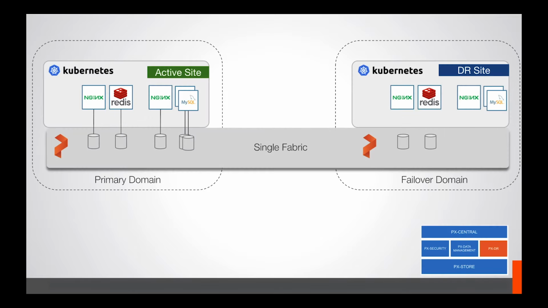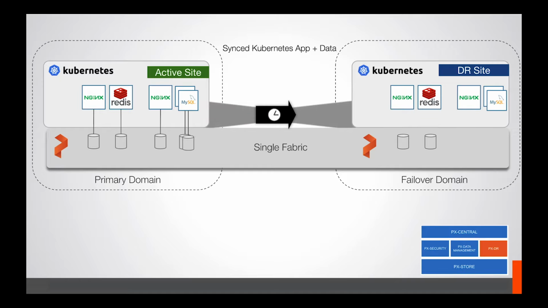To be specific, we'll have an active site running Kubernetes 1.15 and a DR site also running Kubernetes 1.15. Portworx will be deployed across them as a single fabric with two domains, a primary and a failover. This allows Portworx to sync these Kubernetes clusters together, allowing Kubernetes objects as well as the data in the single fabric to be synced across clusters.